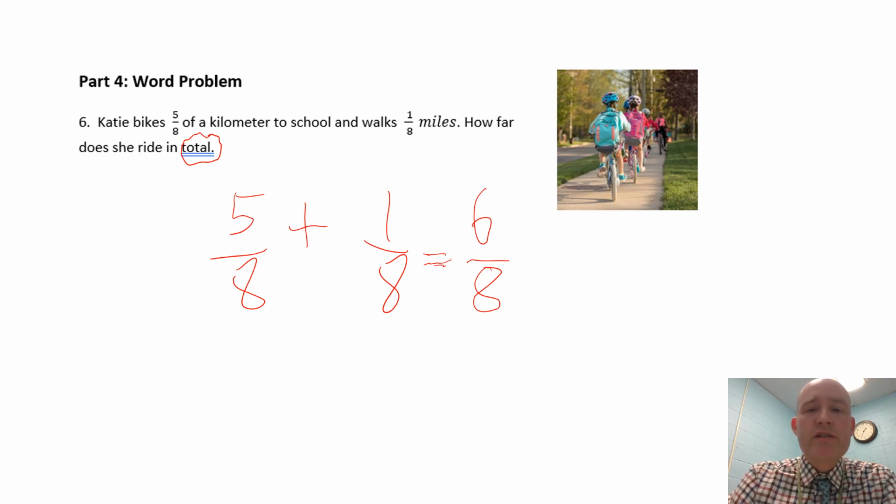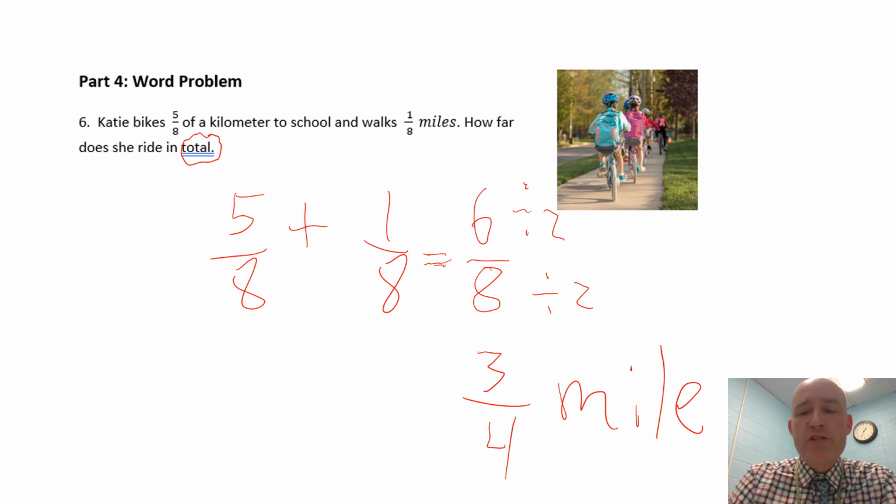But what if we simplify? We can divide each by 2 because it is an even number. So 6 divided by 2 is 3. 8 divided by 2 is 4. We know she has walked in total 3/4 of a mile.